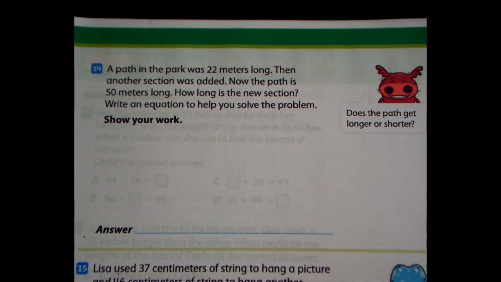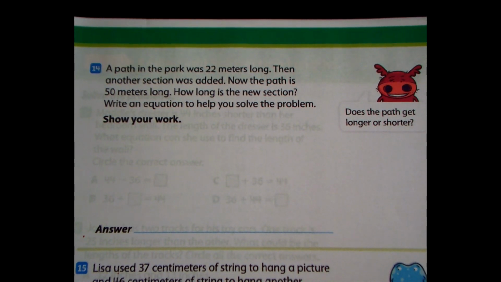All right, number 14. A path in the park was 22 meters long. Then another section was added. Now the path is 50 meters long. How long is the new section? Write an equation to help you solve the problem.